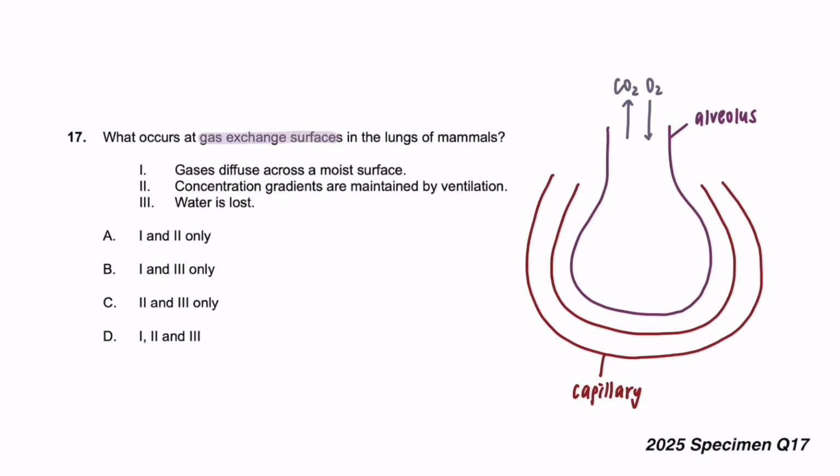The gas exchange surface in the lungs is the alveolus. The surface is moist, which is maintained by type II pneumocytes. Air goes in and out to maintain a high concentration of oxygen and low concentration of carbon dioxide in the alveolus. When we breathe out, the air contains water vapor as well, so water is lost from the moist surface.